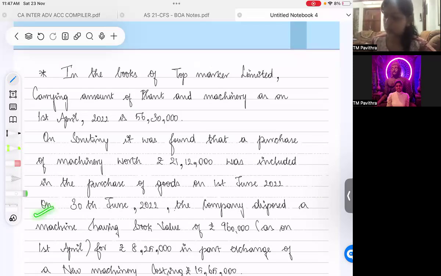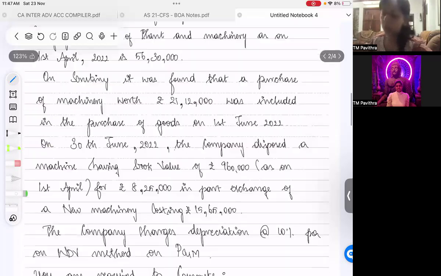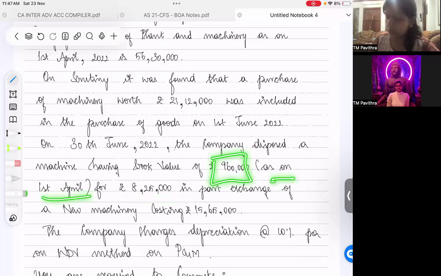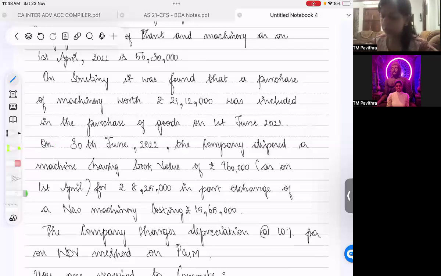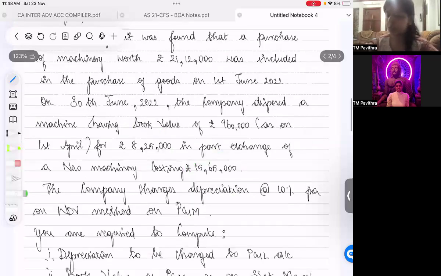Moving on, on 30th June 2022, the company disposed of a machine having a book value of 9,60,000 as on 1st April for 8,25,000. So this is the value of the machinery as on 1st April, the corresponding value as on the opening date. We are selling it on 30th June, which means we'll have to bring it to the value as on 30th June and find out if there's going to be any profit or loss. Also, the sale value is given, and it is said that there is a new machine being acquired in exchange of this machine that is being sold.